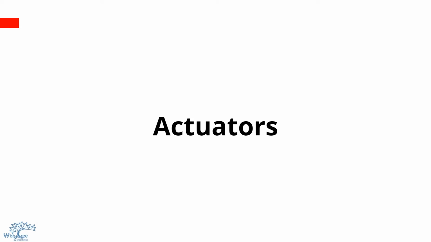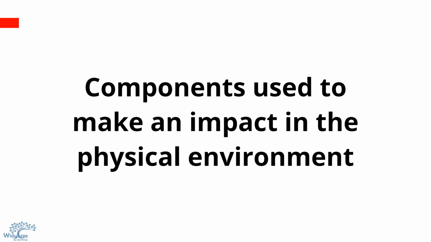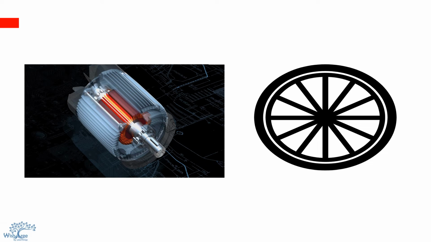Now let's see what actuators and output units are. Actuators are all those components which are used to make an impact in the physical environment. Like for example, a motor. When you give power to the motor, it rotates and can, for example, create translation motion as well if you have wheels attached to that motor. There are other output devices as well.